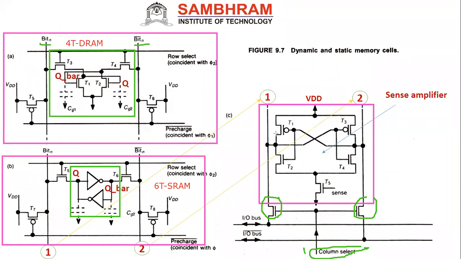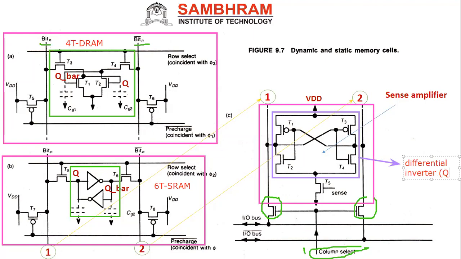Which one? This one. This one is a differential inverter. As already studied, it will give the differential output. So this is the differential inverter. It will provide both outputs, that is nothing but what?